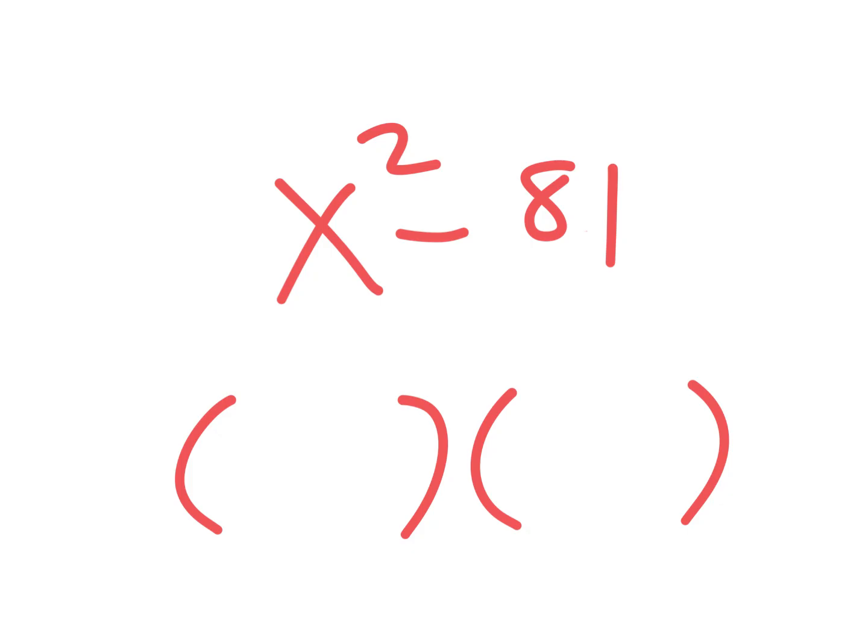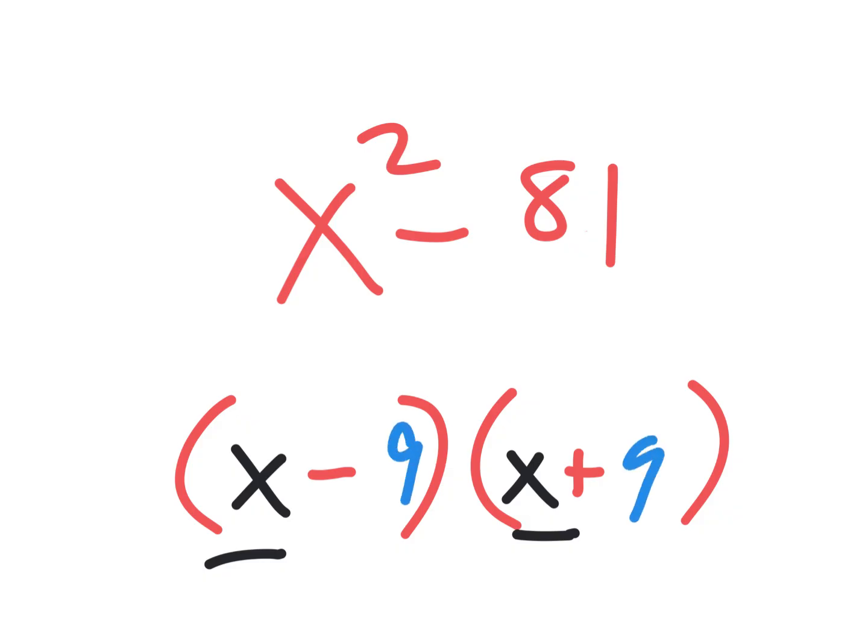Marshall, how does it have to start in both parentheses? And then is there a plus and a minus, or a minus and a minus, or a plus and a plus? Plus and minus. Yep. And now, what are the last two numbers? 9 and 9. And if you multiplied it all the way out, x times x is x squared. There it is.